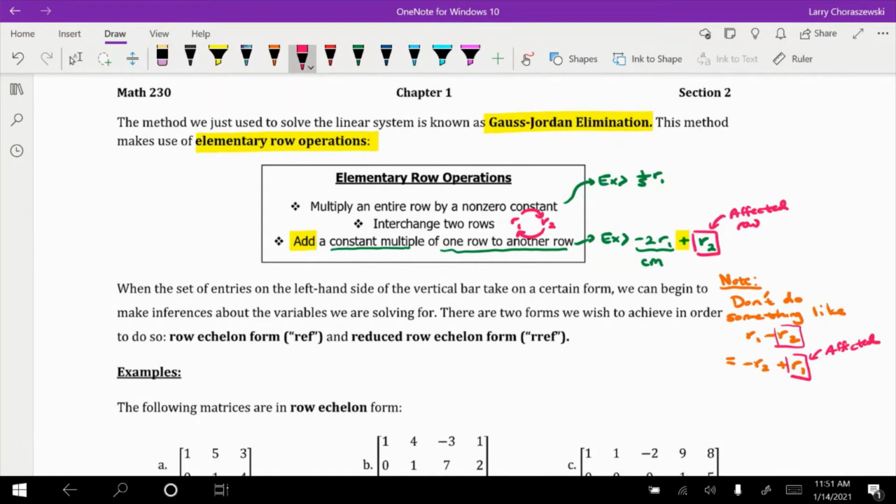I know in some cases it's going to be very tempting to subtract two rows from each other, but always, always, always stick with the addition, even if that requires the opposite of a row being added to another row. Because we just want to be consistent here, and the row that we're adding our constant multiple to is the real row that's going to get affected.